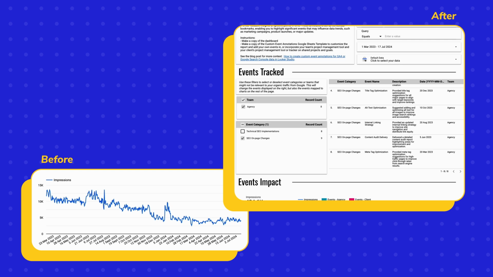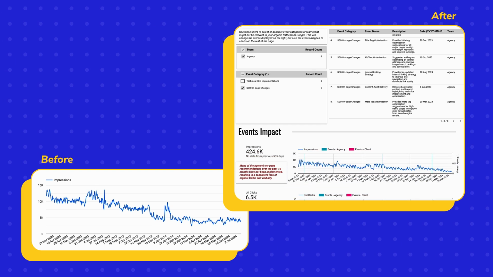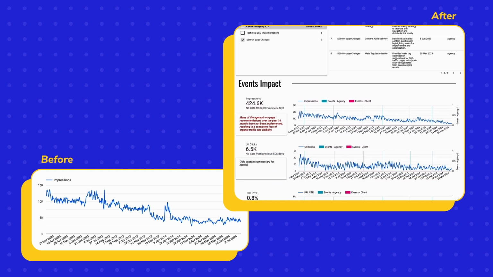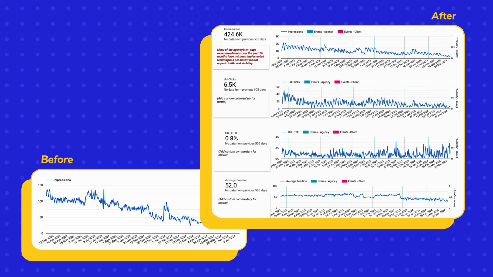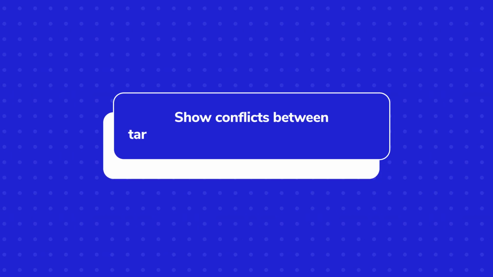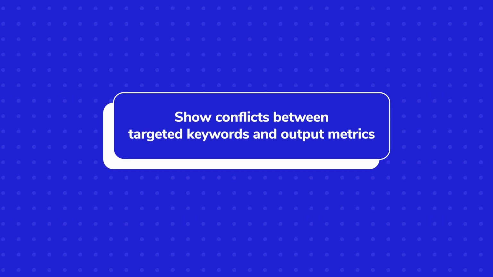By incorporating some of these data storytelling practices, we can significantly enhance our dashboard design for this report, taking our designs from this to this. Case B: show conflicts between targeted keywords and output metrics.